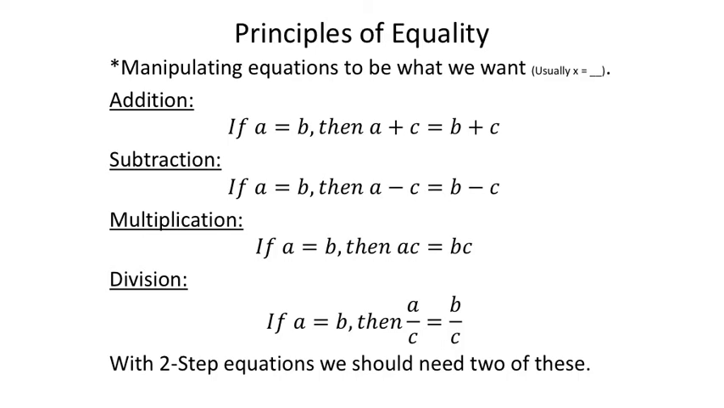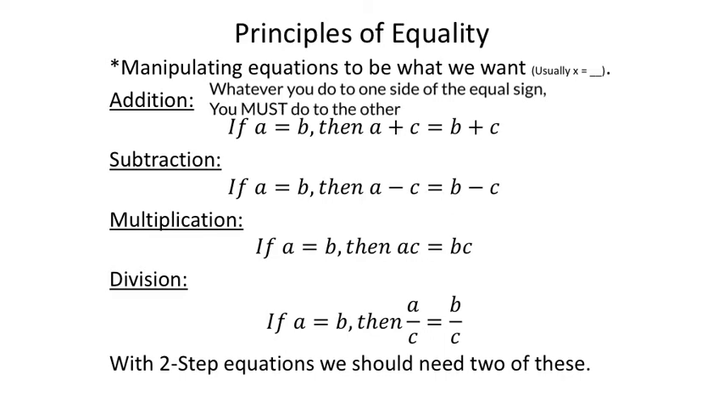So here's our principles of equality. We've got addition, subtraction, multiplication, and division. And remember, the whole idea with principles of equality is just whatever you do to one side of the equal sign, you must do to the other side of the equal sign. Okay? Whatever you do to one side, you got to do to the other side, no matter what operation you're using, whether it's addition, subtraction, multiplication, or division, right?